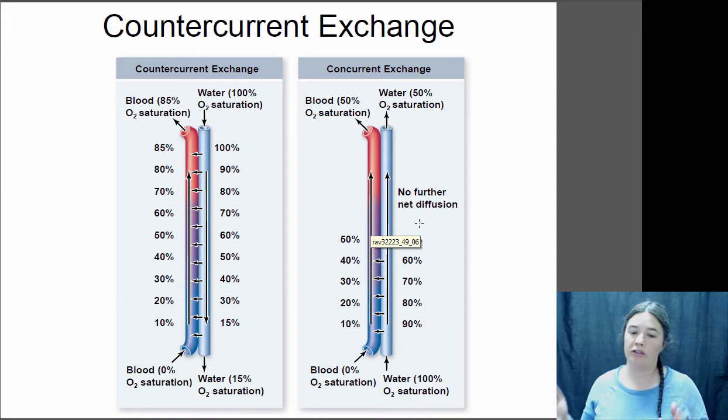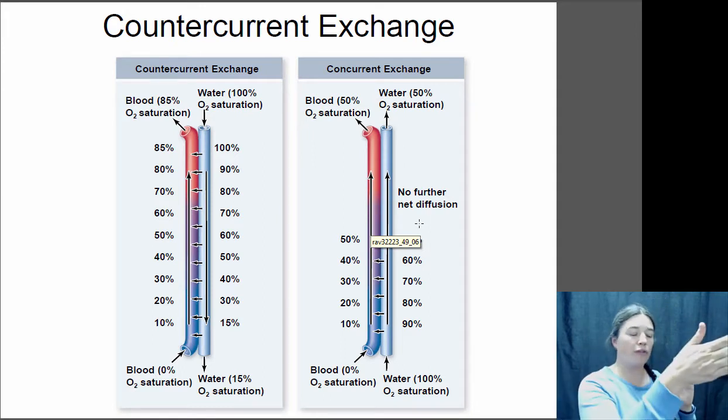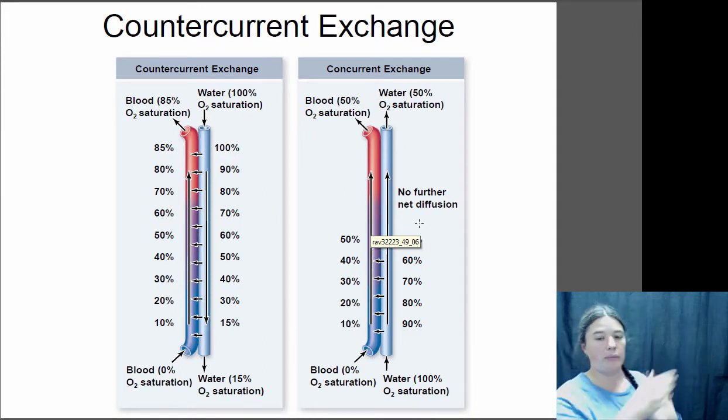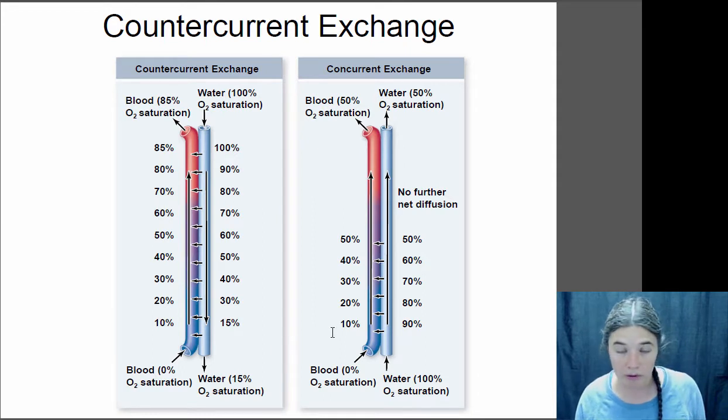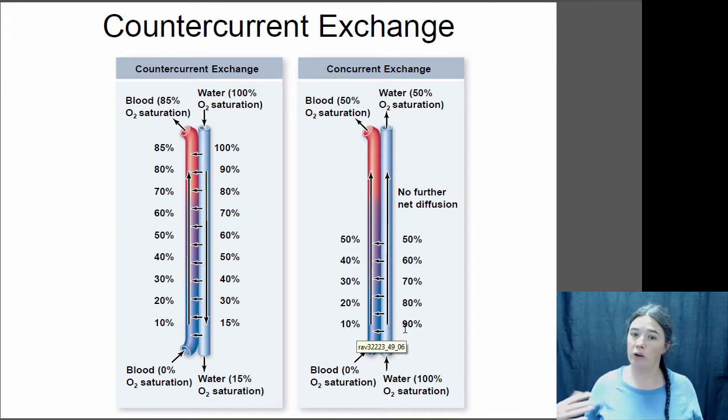So if the fish had water flowing in the same direction as the blood, what you would see is when the water entered the gills, it would have very high oxygen concentration. The blood would have very low oxygen concentration. So diffusion is going to go from an area of high concentration to an area of low concentration. Oxygen is going to diffuse into the blood. That's great. So you go along as these two vessels are next to each other.